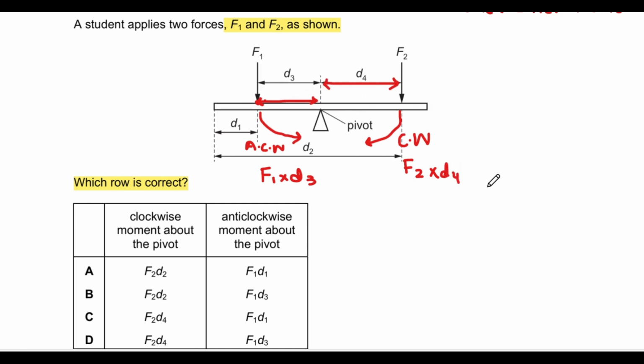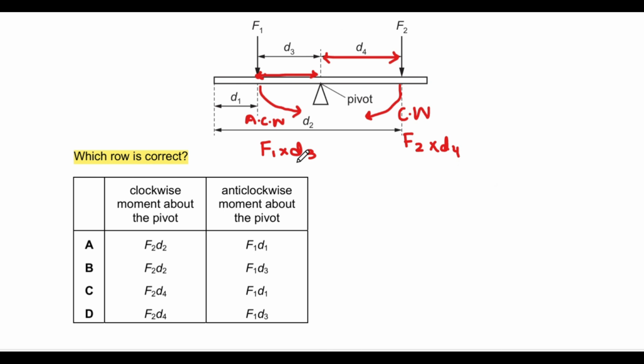Now we will see which row is correct. Anti-clockwise moment is F1 times D3. So it's F1 times D3. We have two options. And clockwise moment is F2 times D4. So that means D is the correct option.